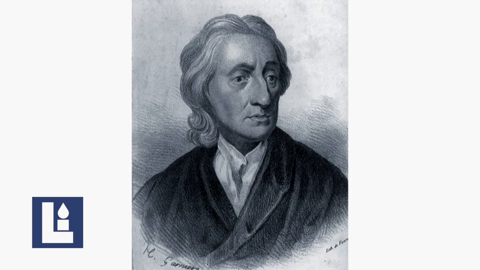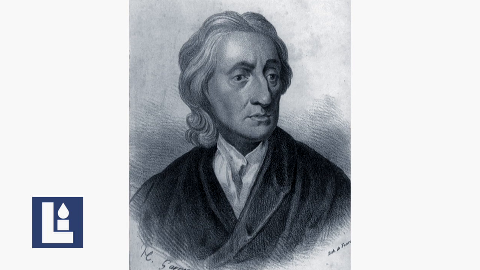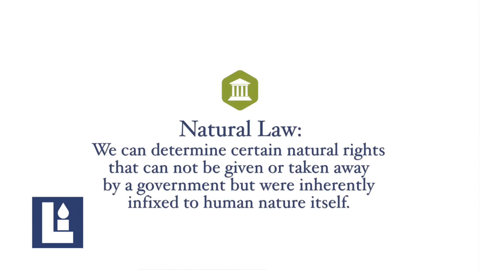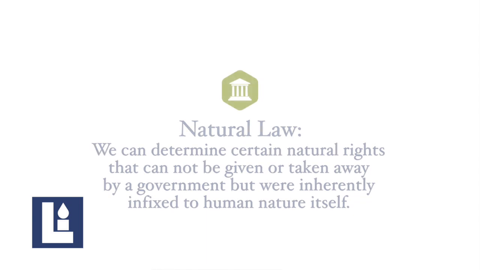During the Enlightenment, philosophers, including John Locke in particular, concluded that through reason and revelation, we could ascertain certain laws or universal truths. This would be called natural law. Some of you may have heard of this before. From natural law, we could determine certain natural rights that could not be given or taken away by a government, but were inherently infixed to human nature itself.